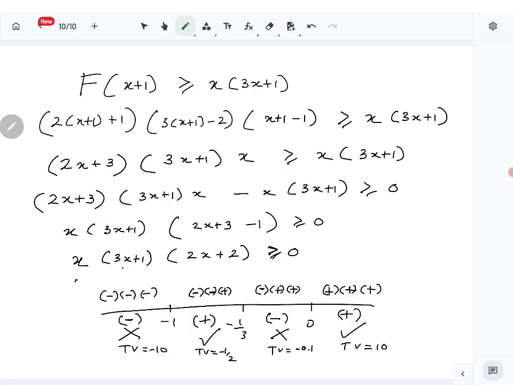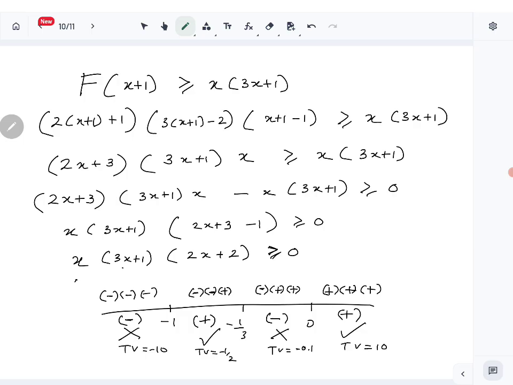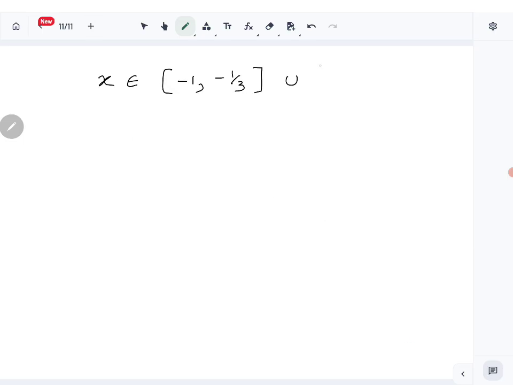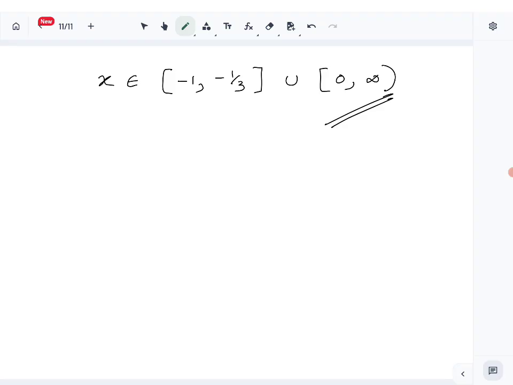So then what's the answer? This interval, so x has to belong to minus 1 to minus 1/3, union the other interval that goes from 0 onwards. So 0 to infinity. So that's the answer for that inequality, right? So that is 11 part B. Next we'll look at question number 12.